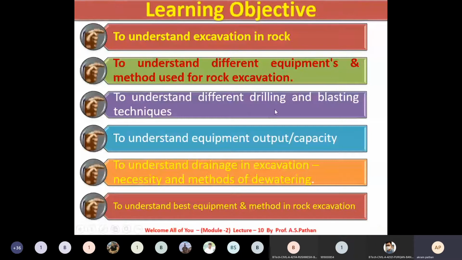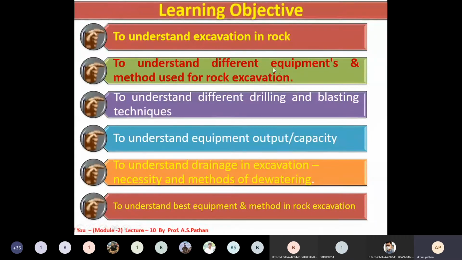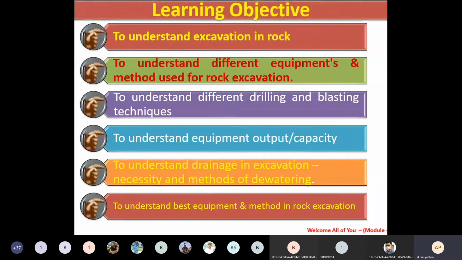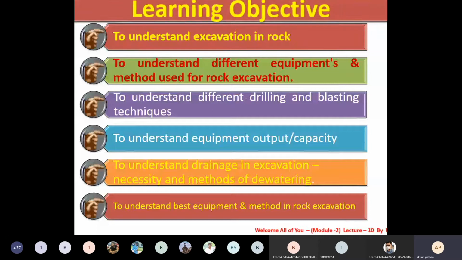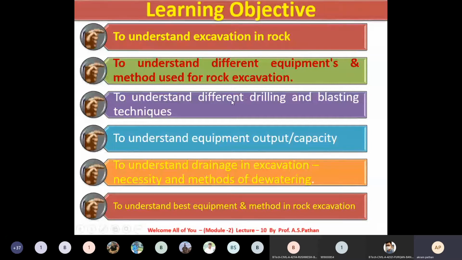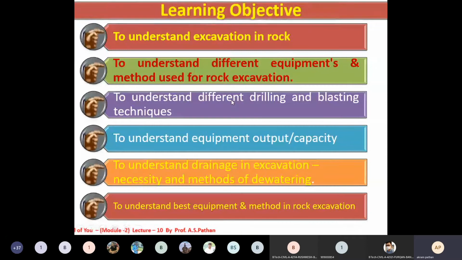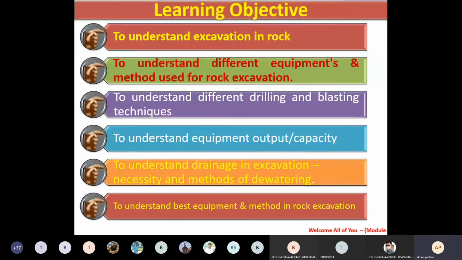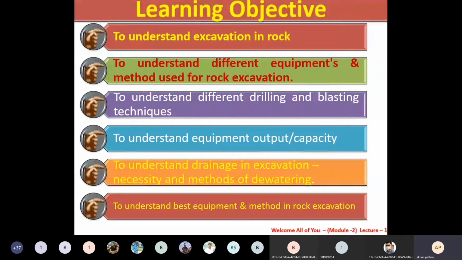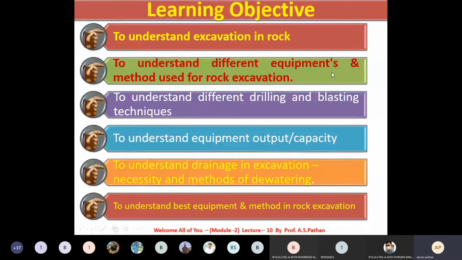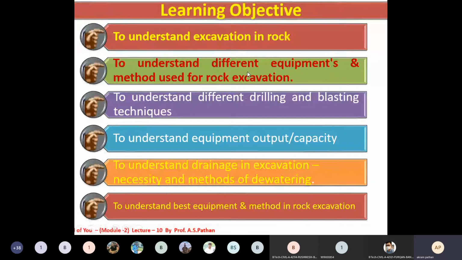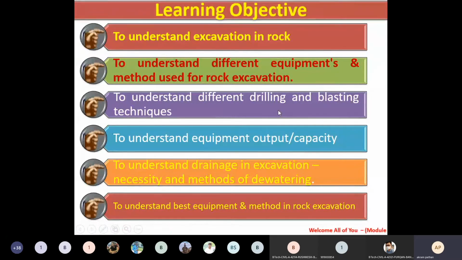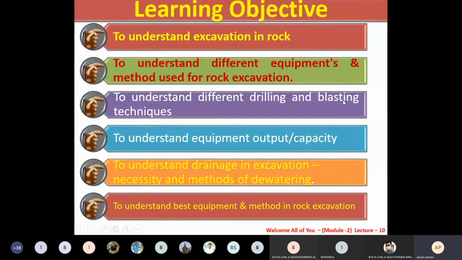Then to understand different drilling and blasting techniques. Somewhere we require construction equipment, let us say rippers. With the help of rippers you can excavate up to a certain extent. But if you want to dig hard rock, like metamorphic rock or some other kind of hard rock, then the equipment is not sufficient, and in that case we have to drill and blast with the help of certain kinds of detonators.